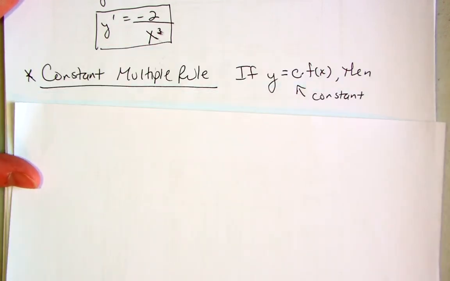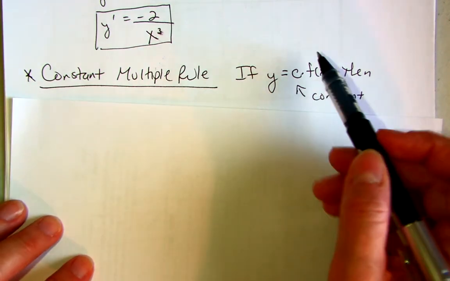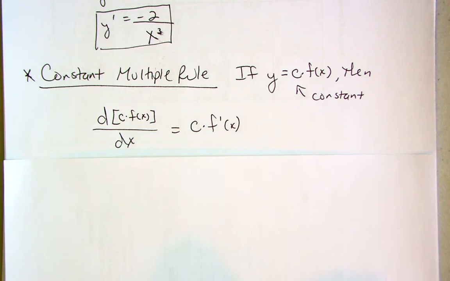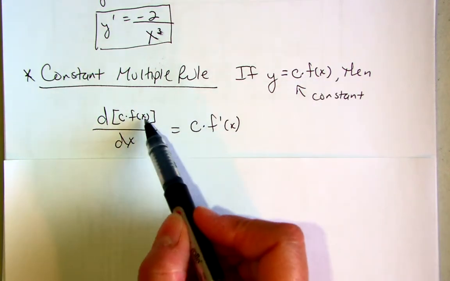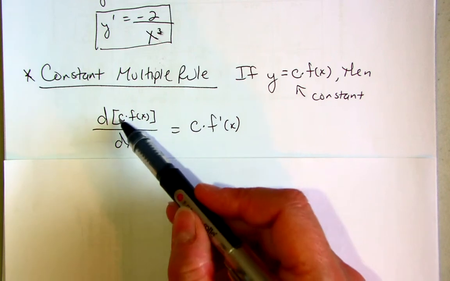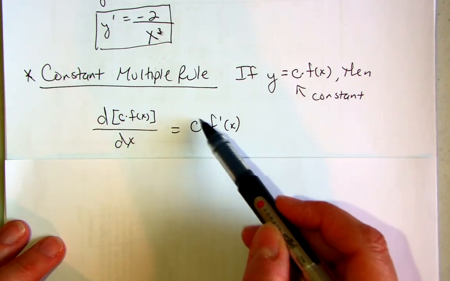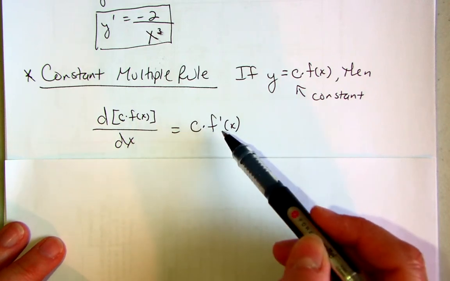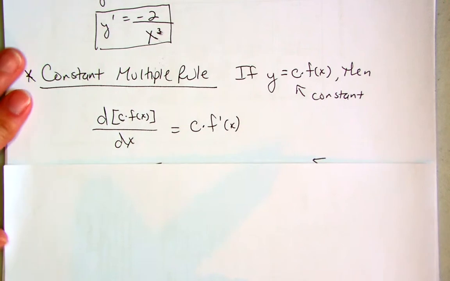Next, my constant multiple rule. In other words, if y equals a number times a function, then what? So let's see. Take the derivative of constant times my function with respect to x, equals, you just leave that constant alone. Don't do anything to it. Just leave it there. Then just go and take the derivative of this, whatever you've known from above. Let me show you what I mean.